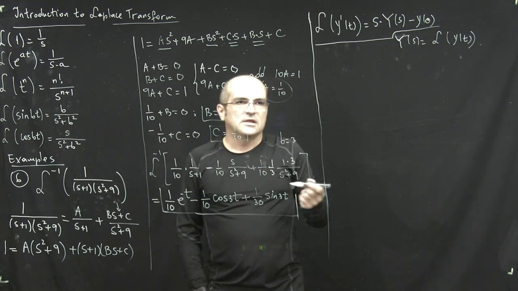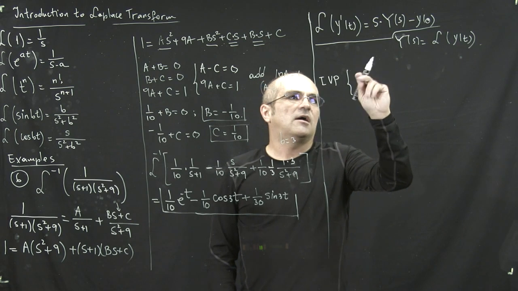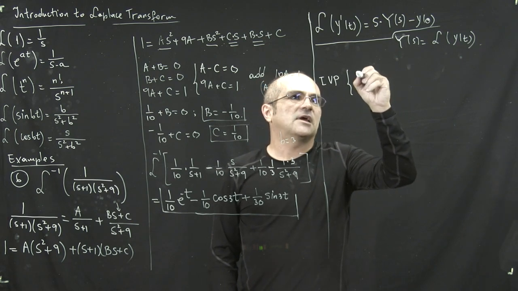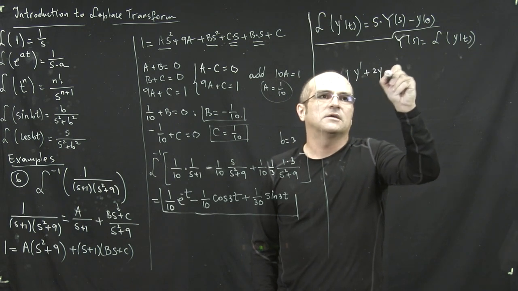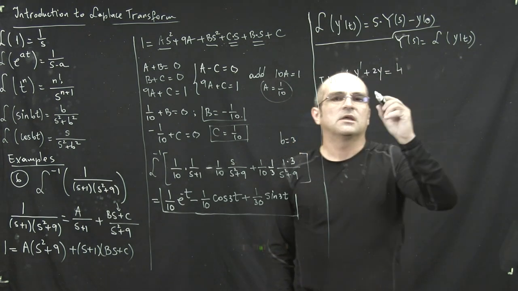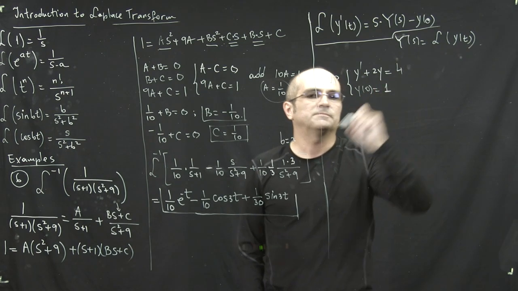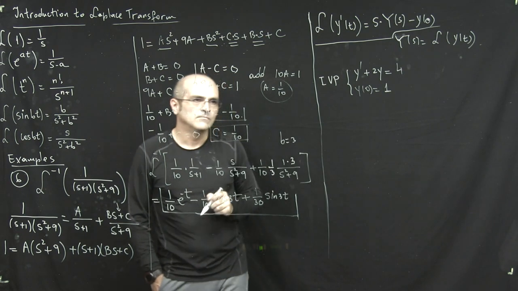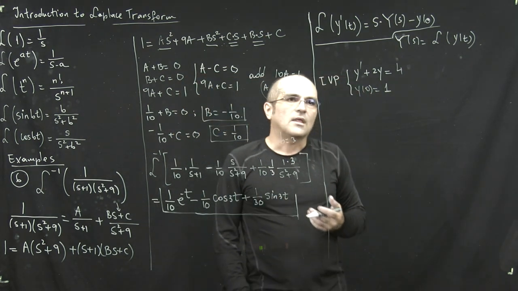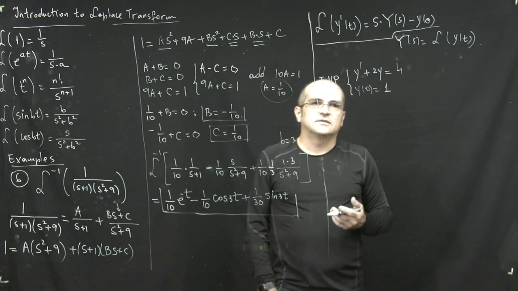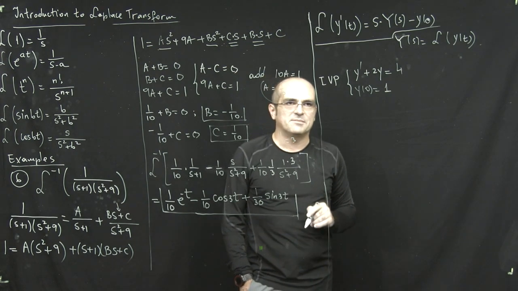So for example, let's say I have to solve an initial value problem which states, let's say, y prime plus 2y equals 4, and y of 0, let's say, is equal to 1. So an initial value problem. I was going to do it even easier than that, but let's keep it at that.